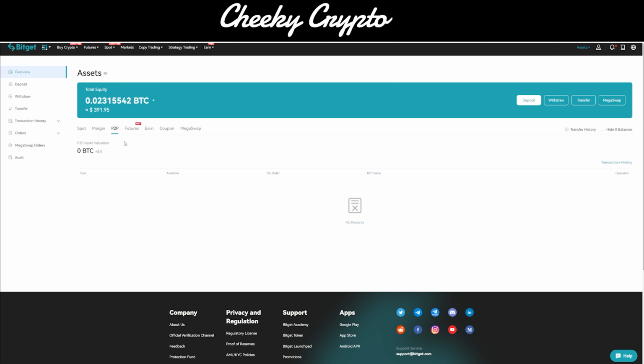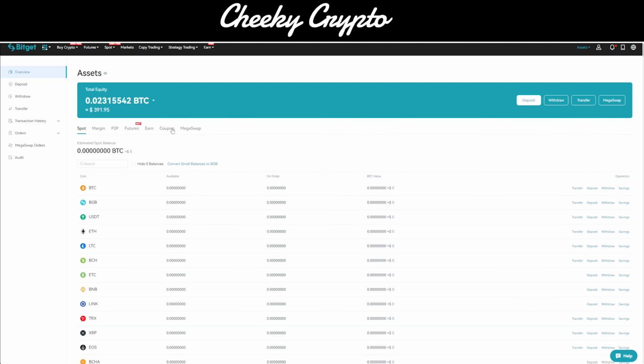I'm never going to use those, so I'm not going to really care too much about them. Then of course you have your futures account, and you can see everything that's going on in there. You've got your earn account, coupon account, mega swap account, and so forth, right? So you have access to all of those.